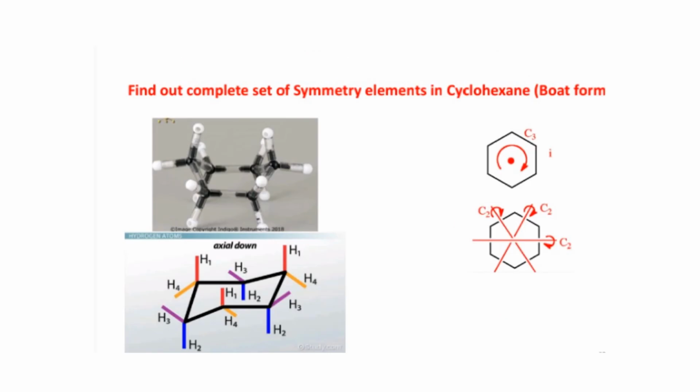The next one is to find out the complete set of symmetry elements in cyclohexane. We know that cyclohexane has two structures. The first structure is the chair form and the second one is the boat form. Here we talk about the boat form structure. We can see that in cyclohexane there is C3 rotation present and C2 thrice present. It means if we rotate this molecule on the rotation of C2 three times, there is no change in the structure of this molecule.